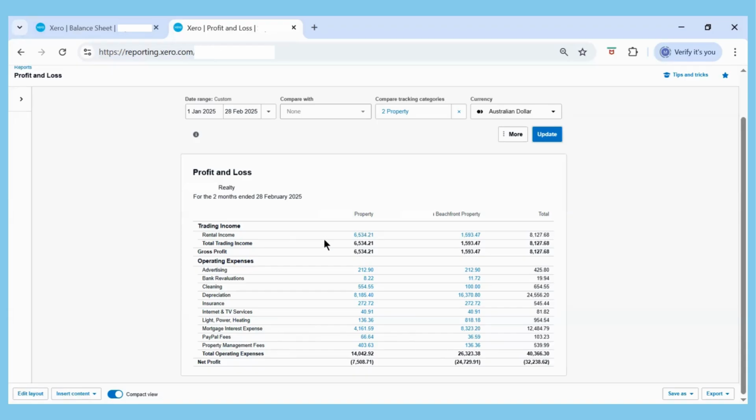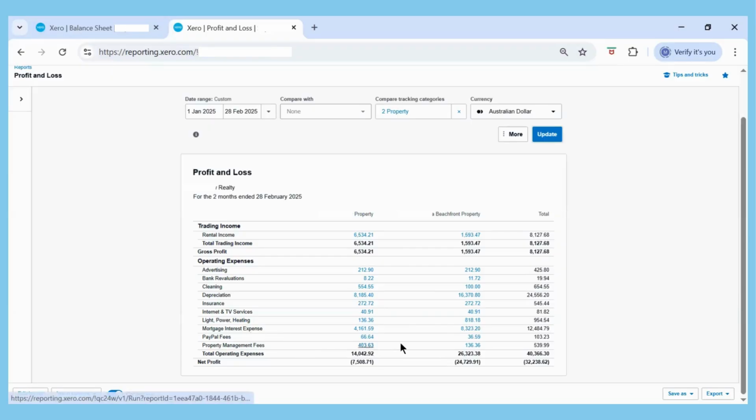The properties generated more rental income than direct operating expenses. The challenge is high financing costs, as shown by the mortgage payments.